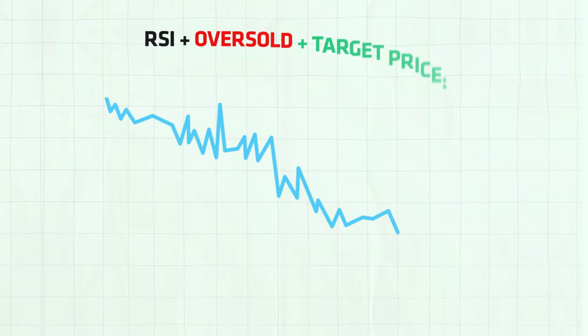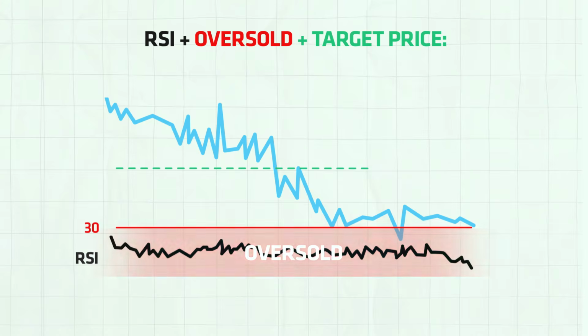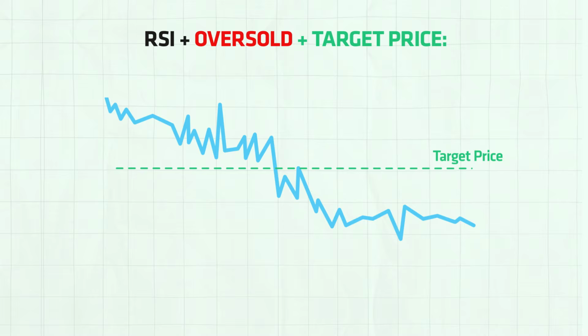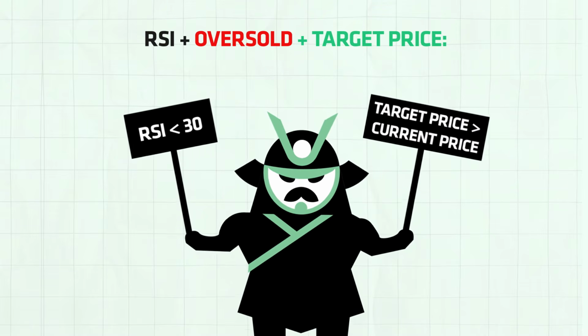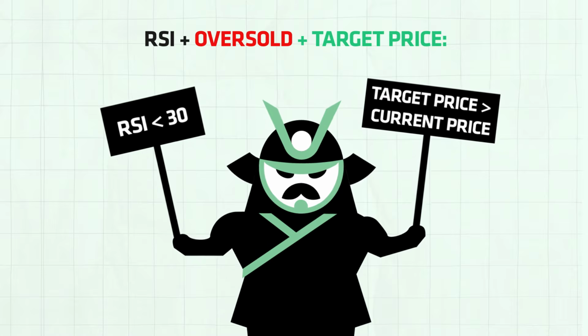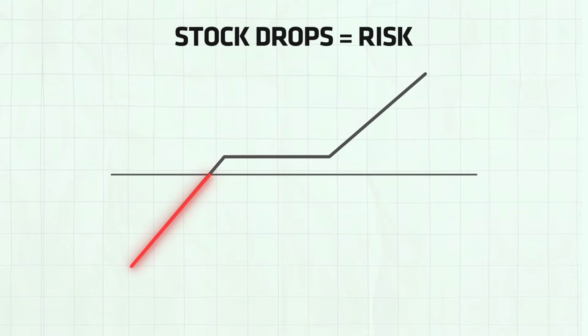So, how do you spot those setups? You can use RSI to measure oversold conditions. You can use analyst target prices or your own analysis to gauge upside potential. Both of these data points are built right into Samurai, so you can scan the whole market for them in seconds. Now, what if the stock drops instead of going up?